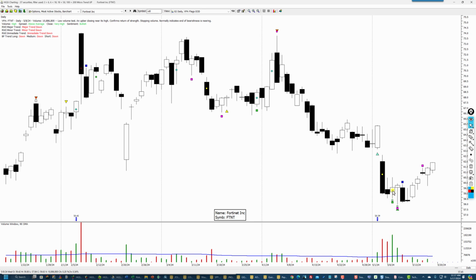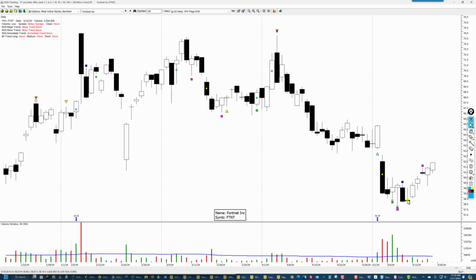Now this was a constructive candle here, and so was this one, but they're caught in this area here. We have no well-defined structure. Now the next day there was a negative, a pseudo upthrust. It opened here, traded up, couldn't go anywhere, and closed near the low, so that generated another VPA flag.